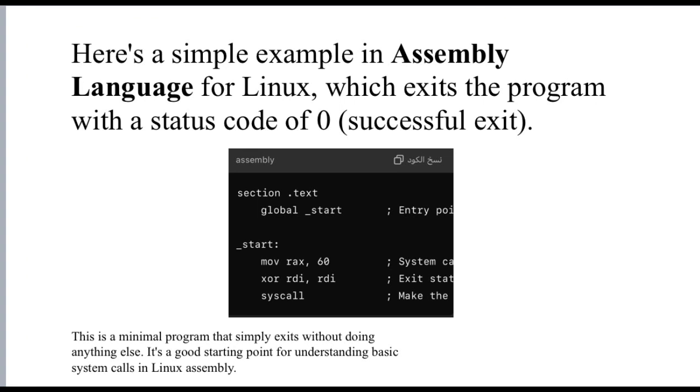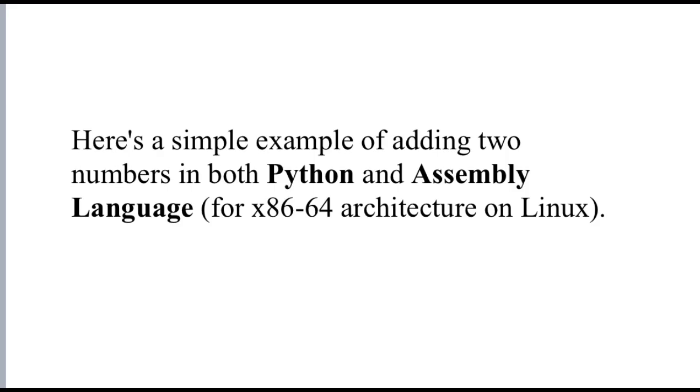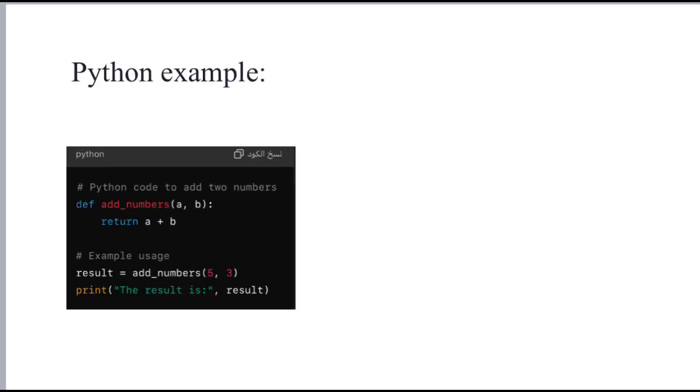It's a good starting point for understanding basic system calls in Linux assembly. And here is a simple hello world program in assembly language for Linux that uses a system call to print the message to the console. At this point, we're going to take a simple example of adding two numbers in both Python and assembly language. Okay, this is the Python example.